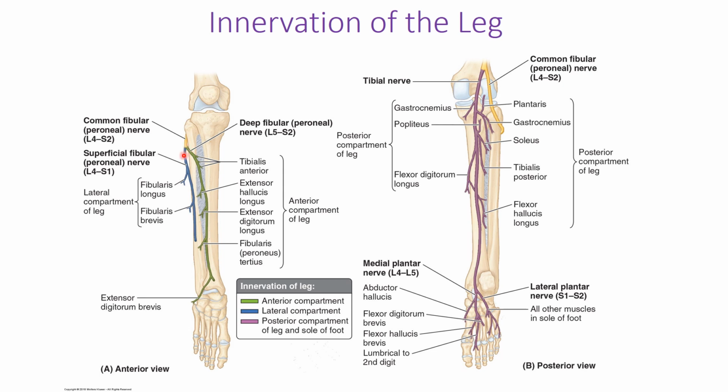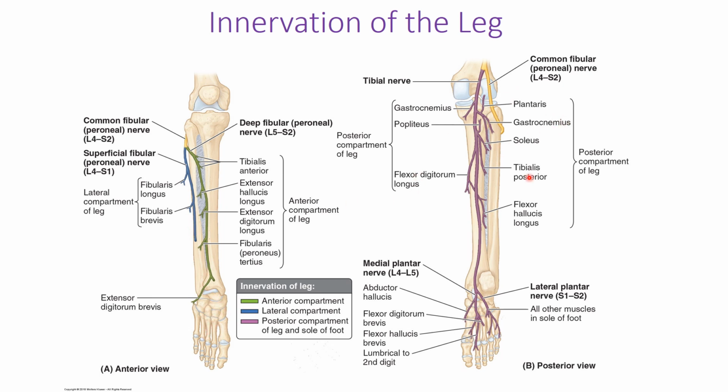It's going to give off a superficial branch and a deep branch. The superficial branch is going to stay in the lateral compartment of the leg, whereas the deep branch comes a little bit more medially to get into the anterior compartment. And that's why we have the superficial fibular nerve innervating the lateral compartment of the leg, and the deep fibular nerve innervating the anterior compartment of the leg. The deep fibular nerve will actually come down into the dorsal aspect of the foot.